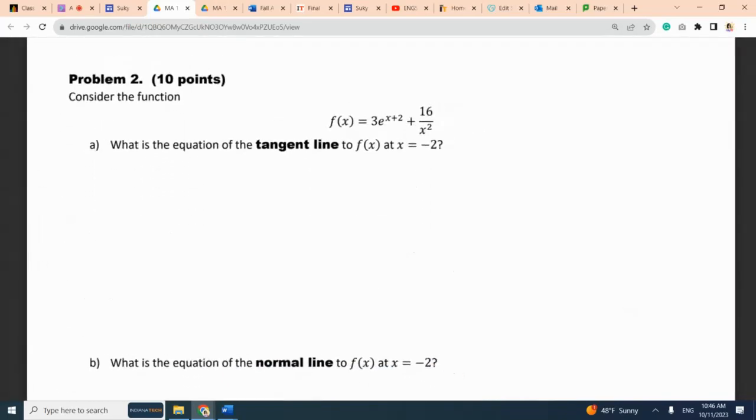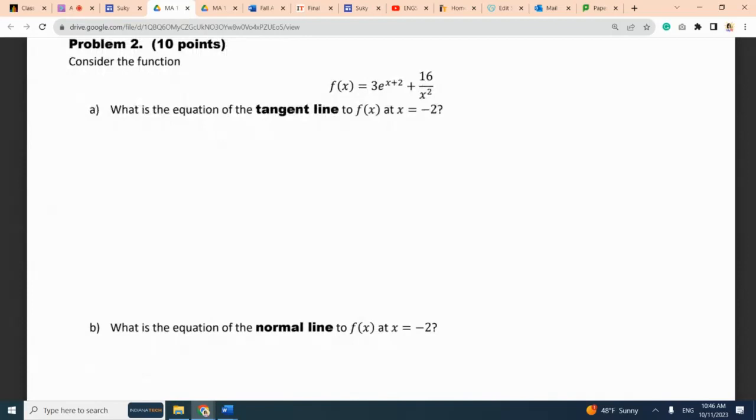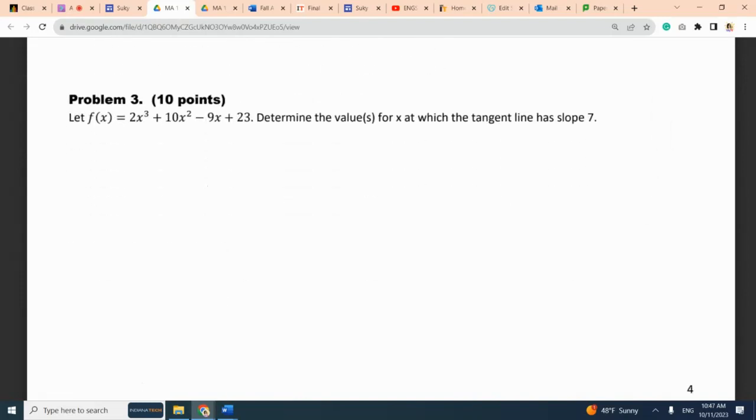Okay. And then problem 2. You need to take the derivative and then you plug in the x values to find the tangent line slope, right? And then the normal line slope is what? Negative reciprocal of the tangent line slope. Right. Okay.